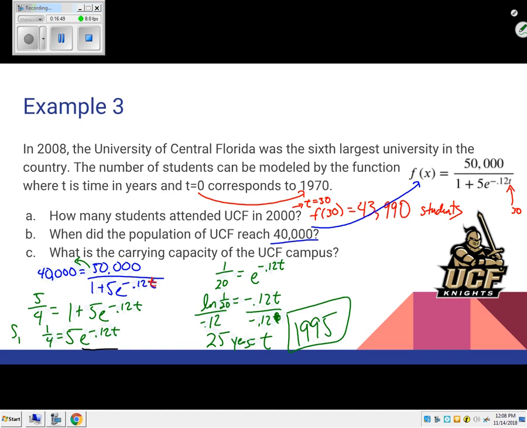Anyway, part C down here, find the carrying capacity. Save the easiest part for the end. Whatever's on top right here, 50,000. So whatever is stopping this from growing past 50,000, whether it's professors, the size of the campus, or dorm room space, whatever it is, I can expect this number to get closer and closer and closer to 50,000 based off what they had in 2008, but it's never going to surpass it.